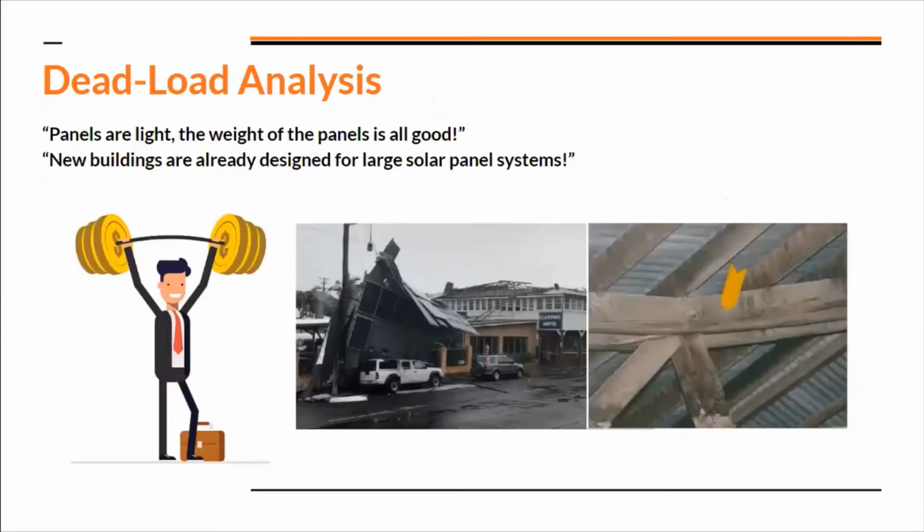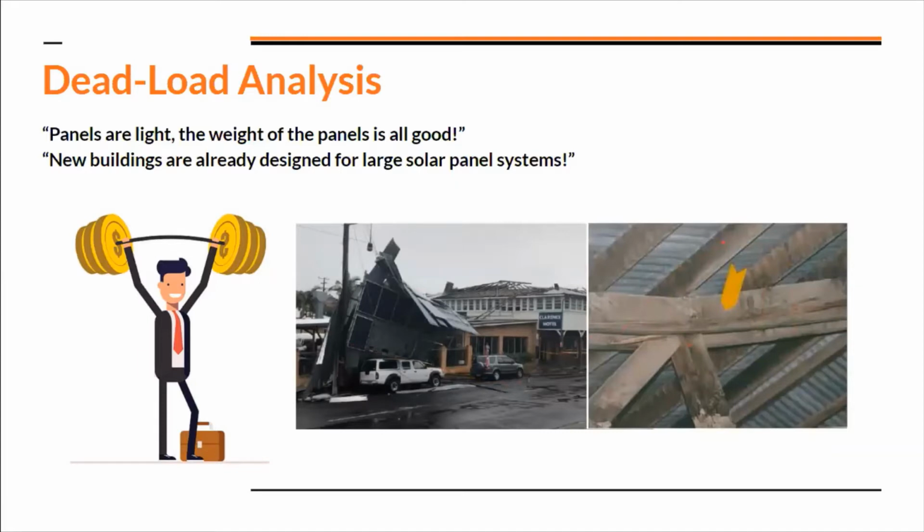So firstly, and most commonly known, is dead load analysis, so the weight of the panels going onto the roof. Now, we have seen cases in the past where buildings have been designed to the absolute limit, and when you are adding this additional weight of array frame and panels, you start seeing cracking or you start seeing deflection inside the structure. It can be quite a critical thing and a very expensive procedure if it actually does happen.